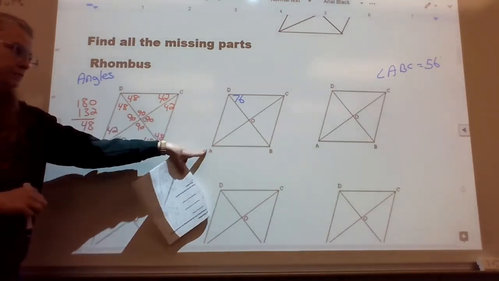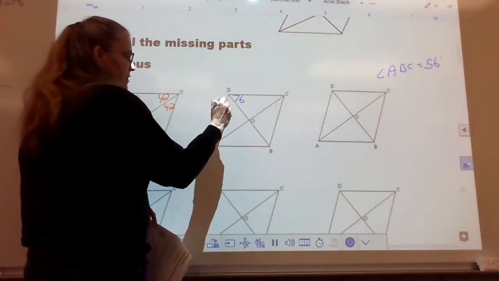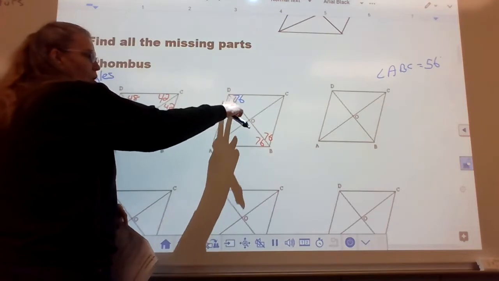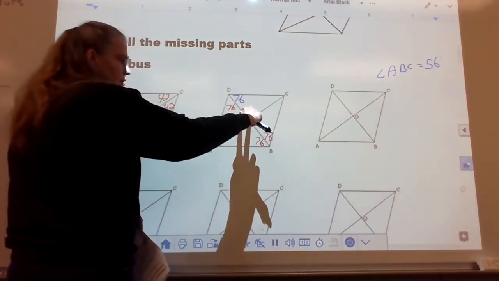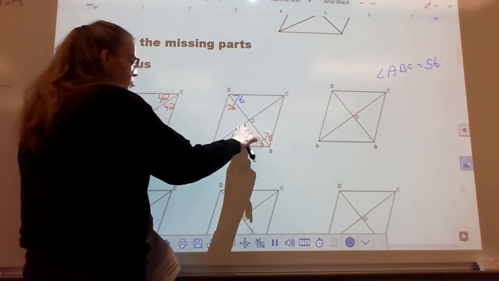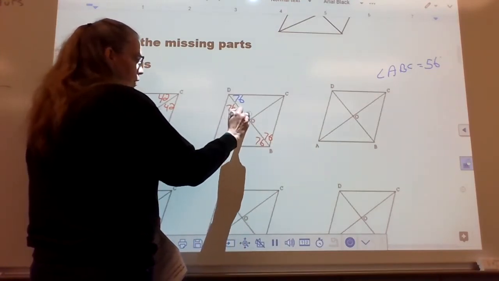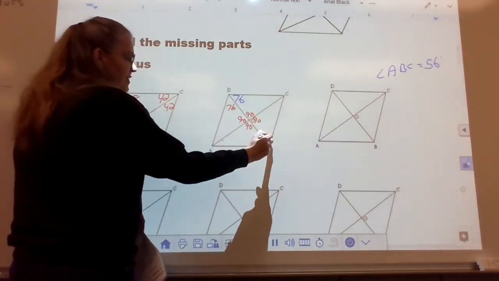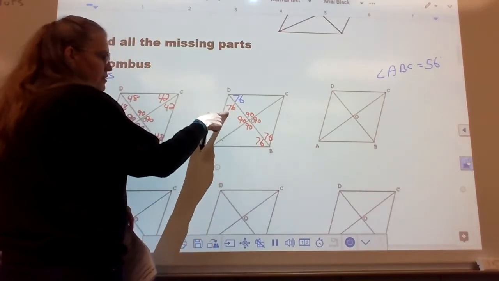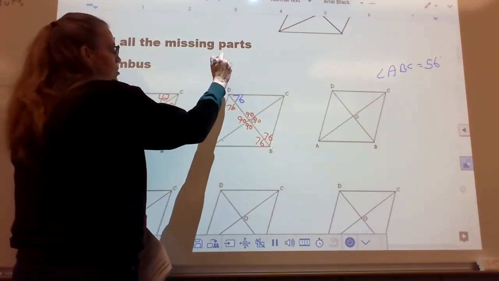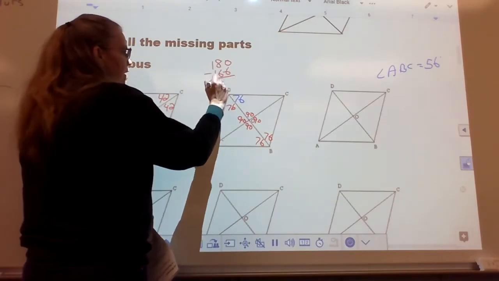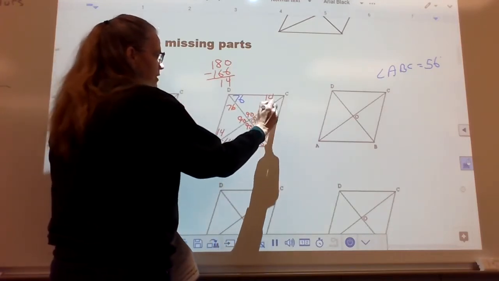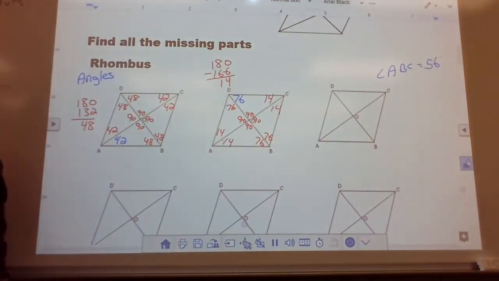So let's take a look at this guy. This is 76, this is 76. So on this rhombus, all 4 of these angles are 76s. The middle, no matter what, is always 90. Always, always, always. So now I can finish each of these little triangles. 90 plus 76 is 166. If I subtract 166, I get 14. So this is 14, 14, 14, 14. So there's that one.